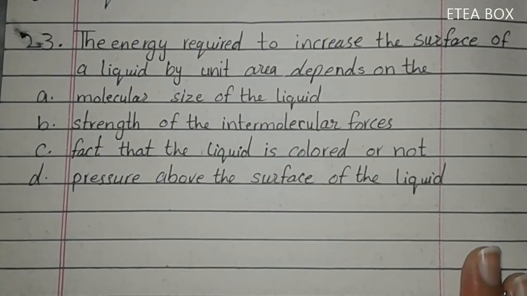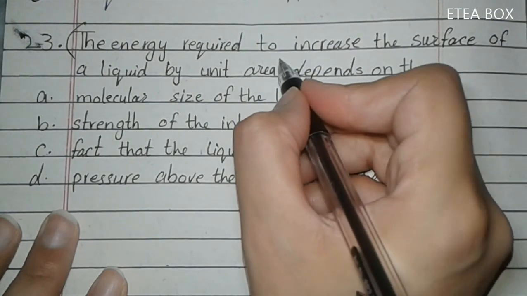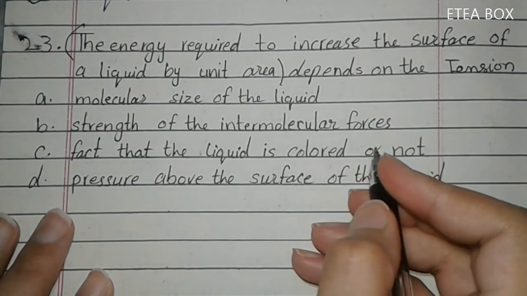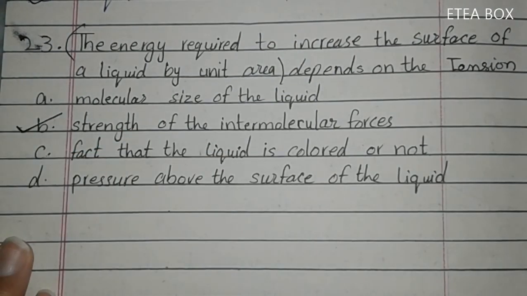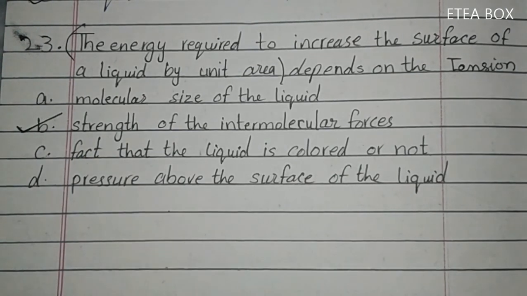Next one, the energy required to increase the surface of a liquid by unit area depends on. So look here, it is the definition of surface tension. So surface tension is directly proportional to the strength of intermolecular forces, surface tension depends upon the strength of intermolecular forces. So option B is correct.